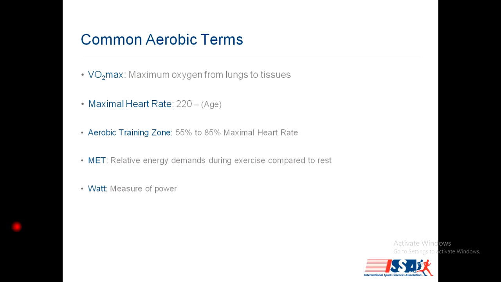An MET is a unit of measurement that refers to the relative energy demands of an activity in comparison to your energy demands during a resting state. For example, if you exercise at a 6 MET level, you are exercising at a rate that is 6 times your resting state. A watt is a measure of power. It describes work performed per unit of time, using a known force, distance, and time frame.